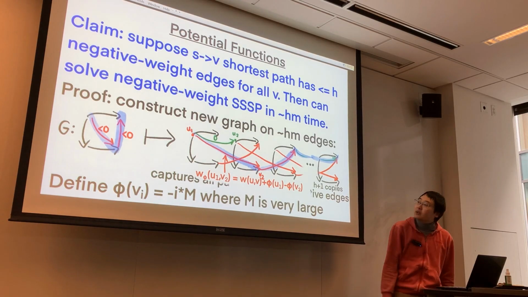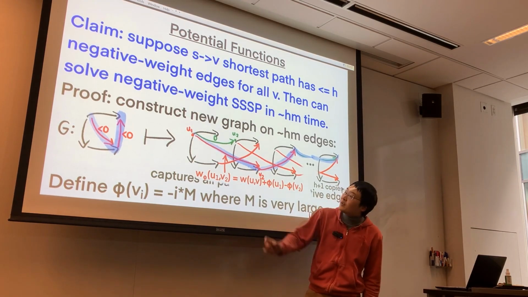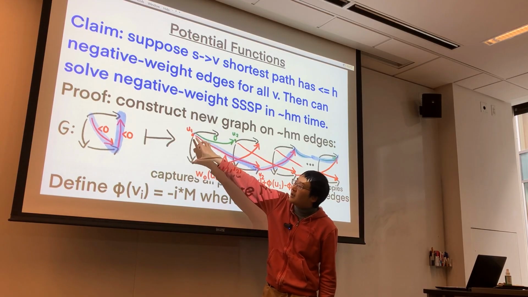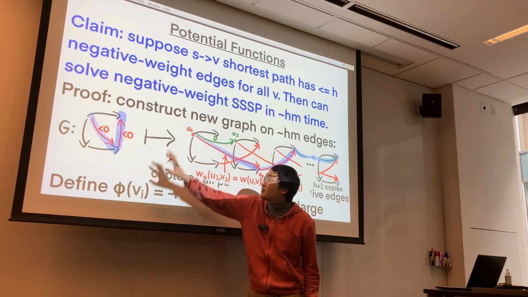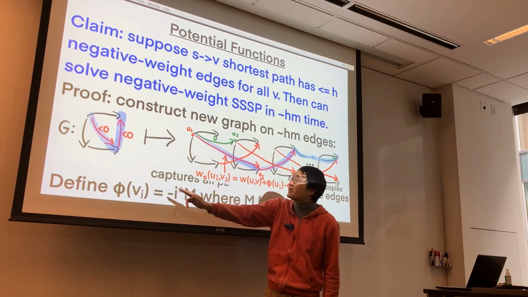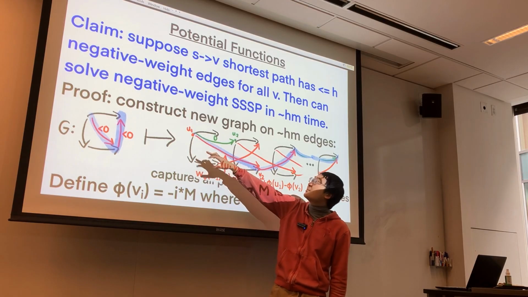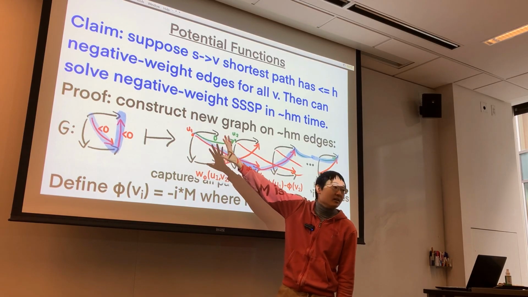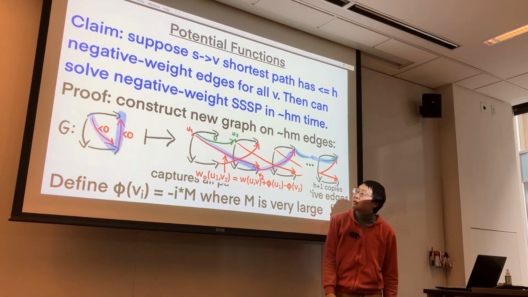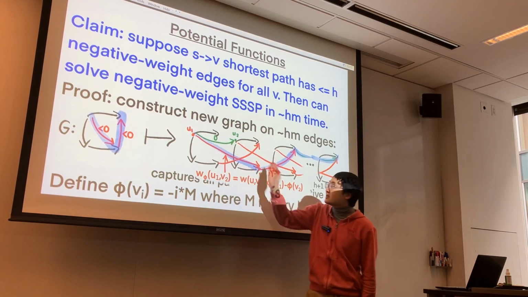So why is that true? Well, let's consider, first of all, edges within a copy. Their values are the same on both endpoints, because everything in the same copy is the same. So edges within the copy are still non-negative because the plus phi u minus phi v does not change anything. What about edges from one copy to the next?